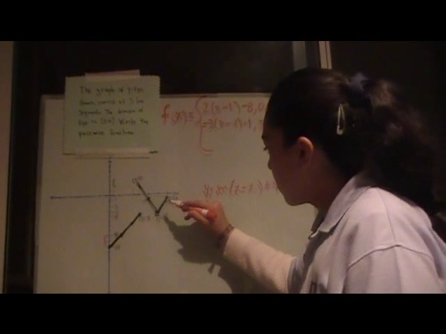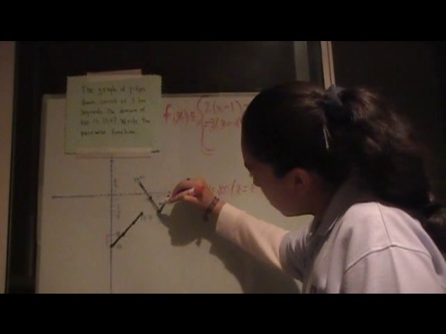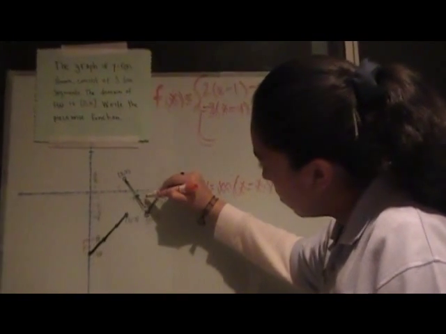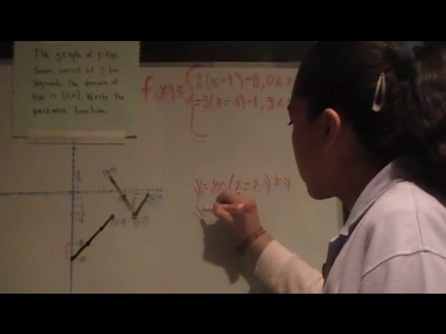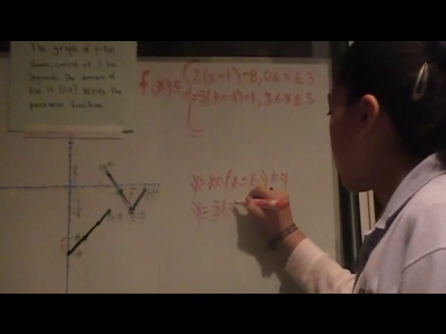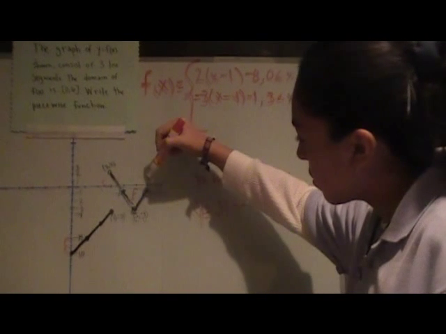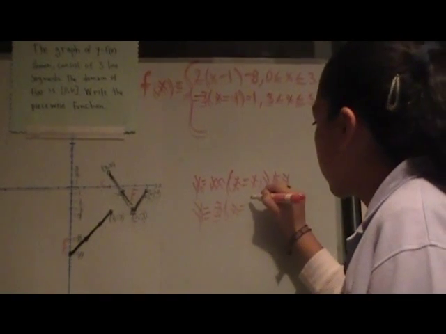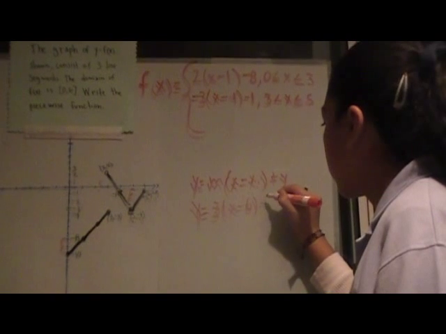Now for this last piece. The slope goes up 1, 2, 3. So our slope here will be 3. And we have x minus, and the point we will be using is (6, negative 1). So x minus 6, minus 1.